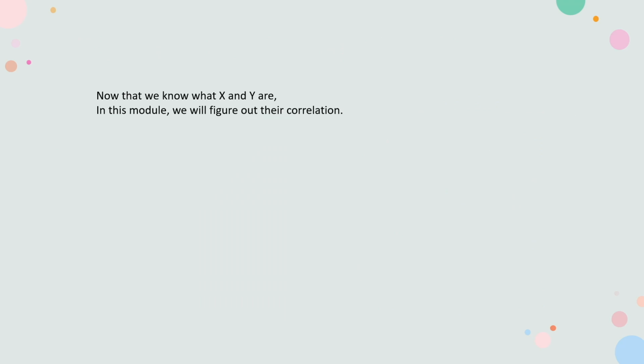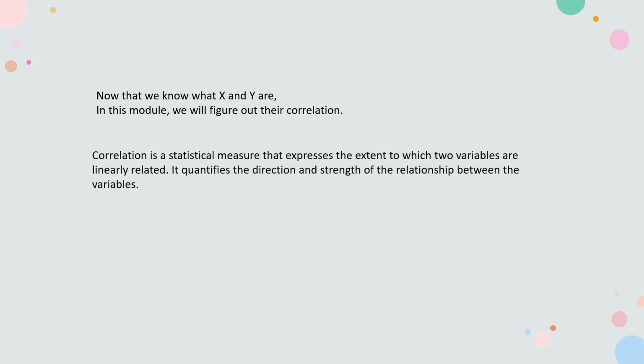Now that we know what x and y are, in this module we will figure out their correlation. Correlation is a statistical measure that expresses the extent to which two variables are linearly related. It quantifies the direction and strength of the relationship between the two variables. Now let's break down this definition.